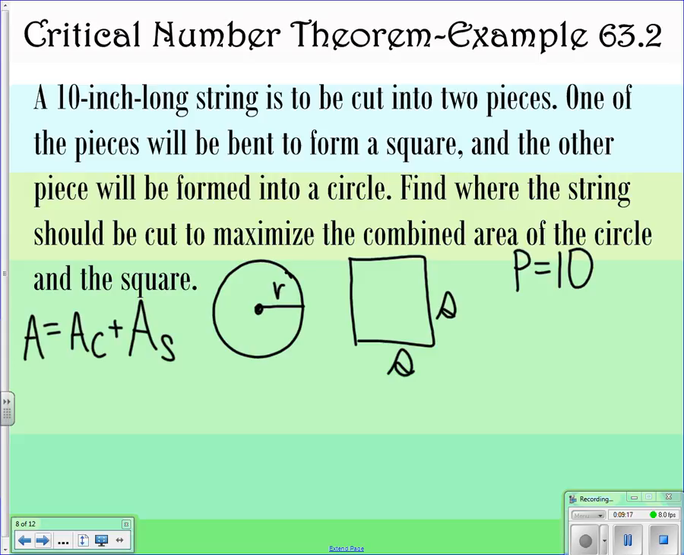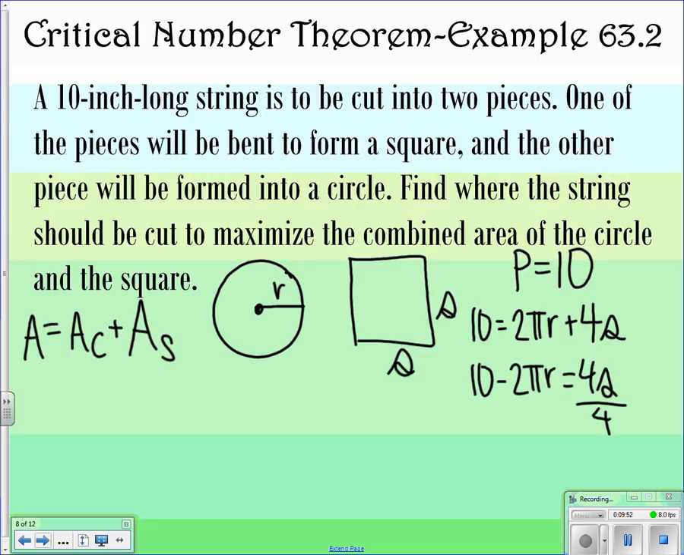The perimeter of a circle, or the circumference, is going to be 2 pi R, and then the perimeter of the square is going to be 4S. And so we know that 2 pi R plus 4S is going to equal 10. We can either solve that for R or for S. I'm going to solve it for S, just so that I don't have pi in my denominator. But it really doesn't matter which one you solve it for. You can work it either way.